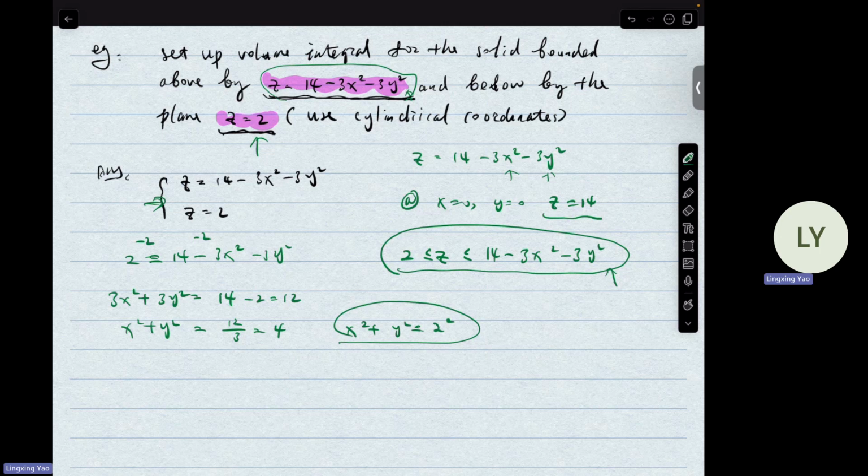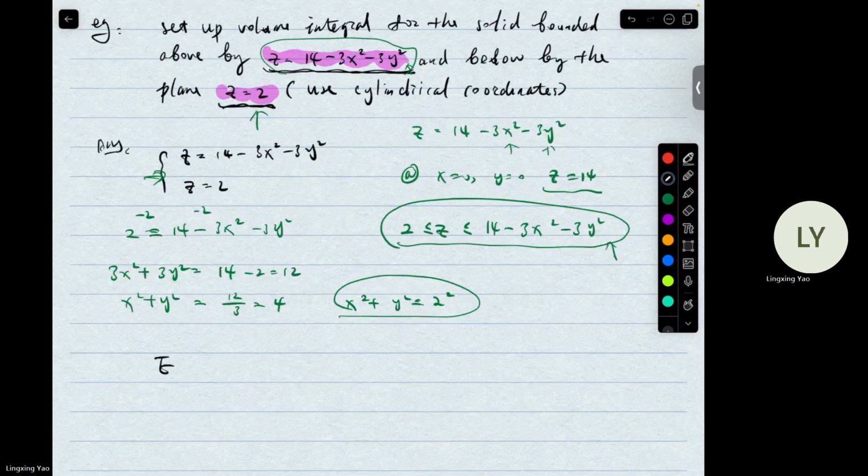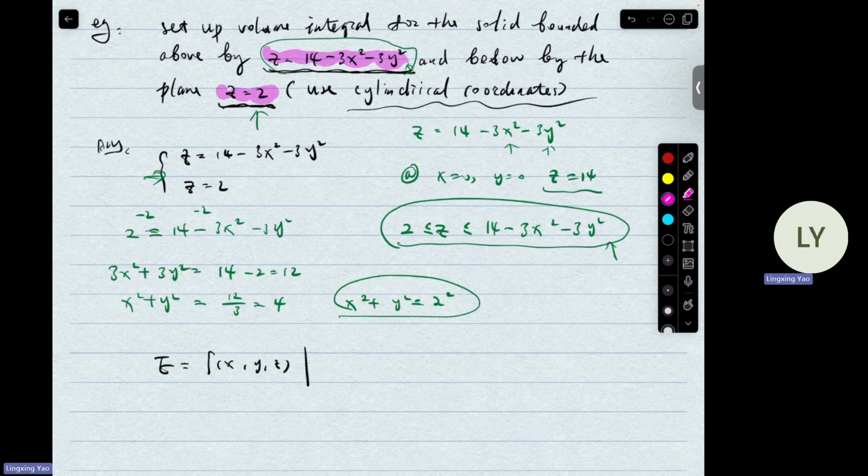All right, and now we can write down the volume in terms of Cartesian coordinates first. Even though the question is asking us to set up the triple integral, another thing is the volume integral. The volume integral means triple integral in our setup.